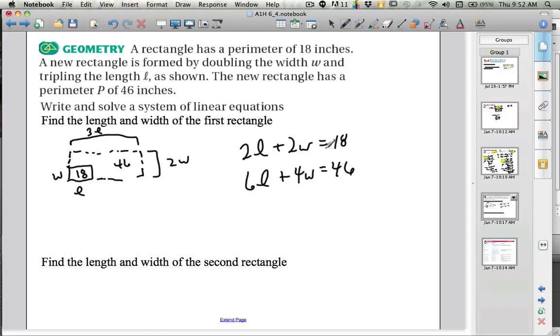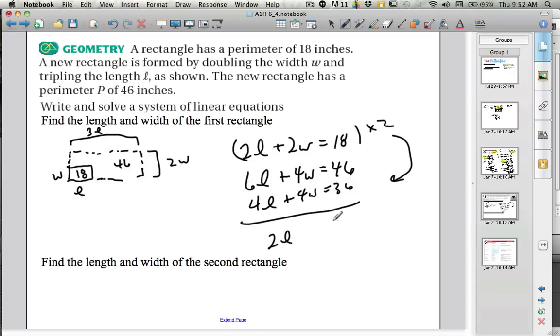If I go ahead and solve these, then I'll be able to find the values. So what I'm going to do is multiply the top equation times 2, and rewrite it down here below the other one so I can subtract. So I'll have 4L plus 4W equals 36. And when I subtract, I'll get 2L here. These will drop out. Remember, that was my goal. I'm creating opposites. Or in this case, I didn't make opposites. I made things that were the same so I could subtract. Opposites for adding. That's going to be equal to 10. So L is equal to 5.